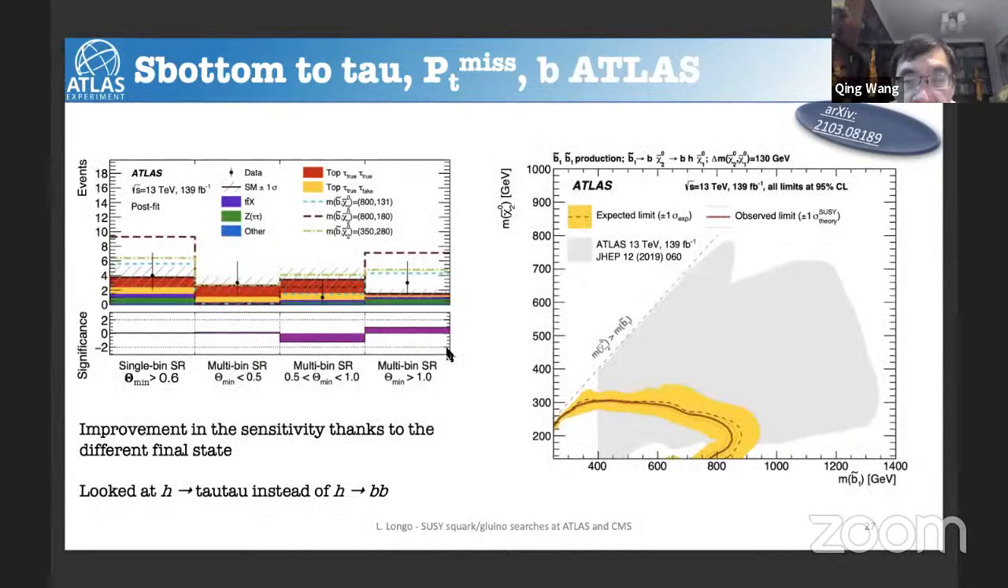On the left, there are the plots showing the data versus MC comparison. You see also here there was no significant excess. And on the right, there is the final counter-exclusion plot. You can see the enhancement in the sensitivity, and this enhancement with respect to the previous round analysis is essentially due to the change of the different final state that was considered for the analysis.